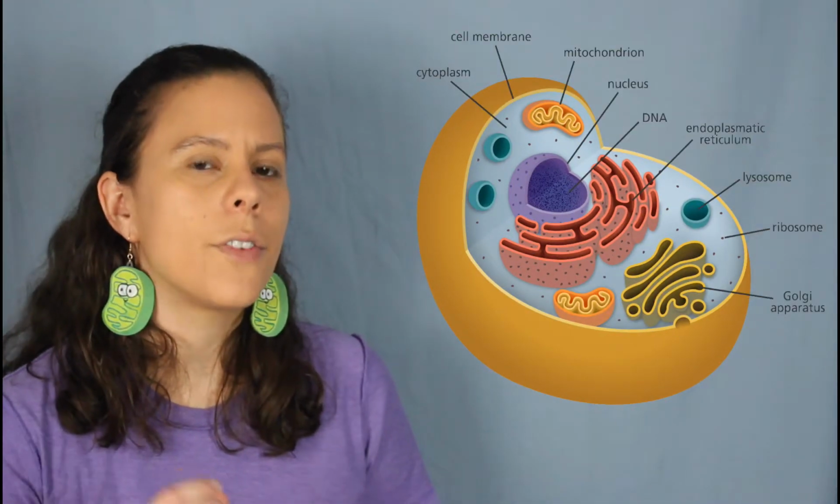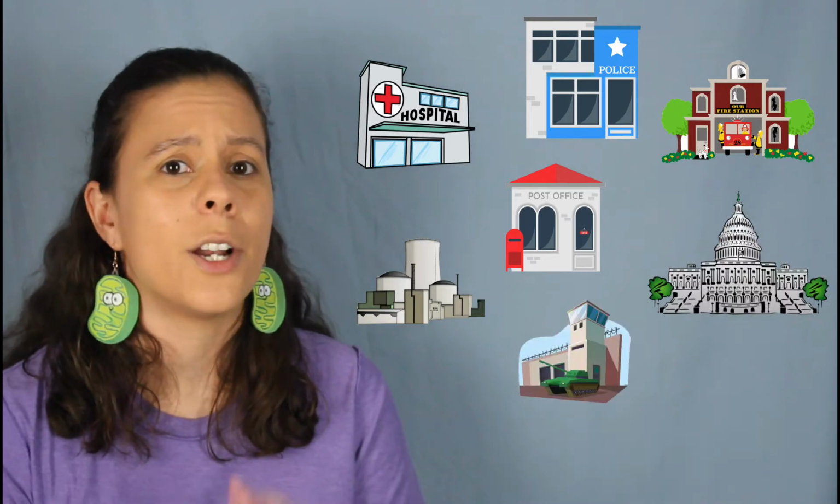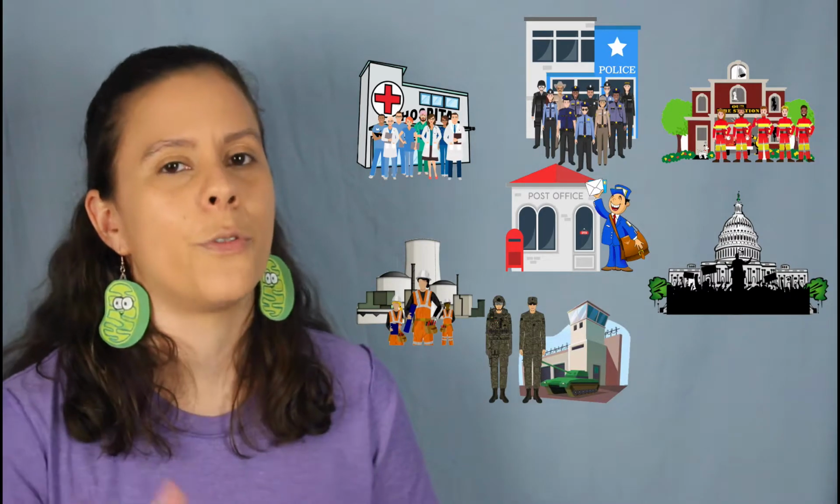Each cell has organs that we call organelles because they all have a very specific function just like each of your organs do. They also have a very specific role just like every city structure does, right? We have hospitals, police stations, fire stations, power plants, post offices, a government, an army, and most of all, we have people with different jobs.